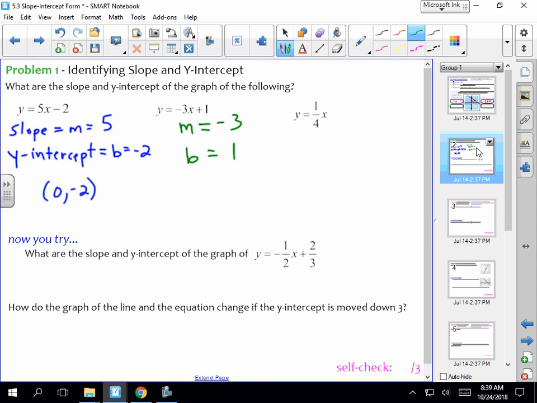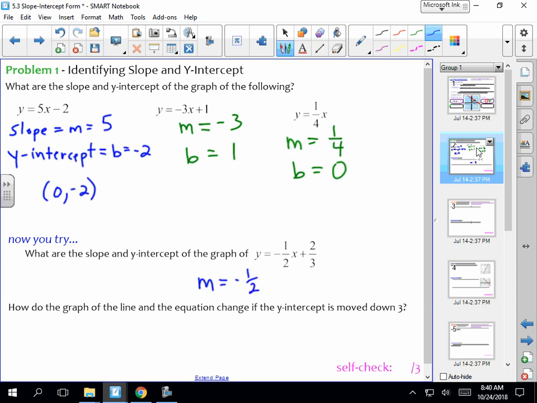Just identify them. What about this one? m is, and b is the tricky one here. b is not there, so it must be 0. Yeah. That's a direct variation equation there. So what are the slope and y-intercept of the graph of y equals negative 1/2 x plus 2/3? What's m?